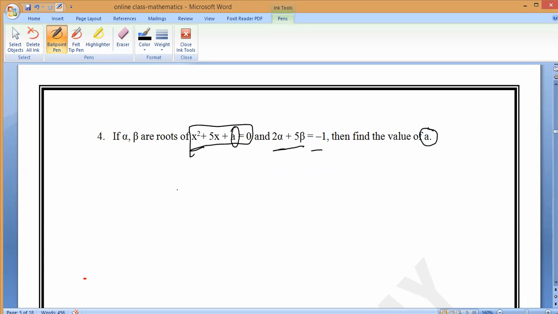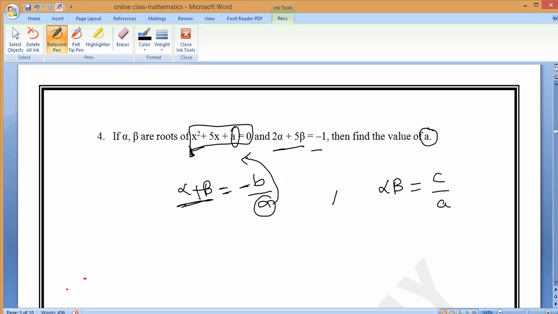Write the sum of the zeros and the product of the zeros first, the relations. Sum of the zeros: alpha plus beta equal to minus b by a. And product of the zeros: alpha into beta equal to c by a. Substitute the values, all of you. Here the two a's are different, both are different. Here a equal to 1.